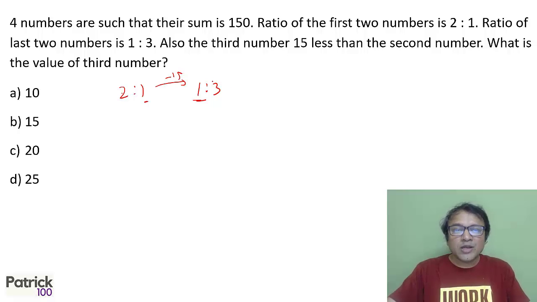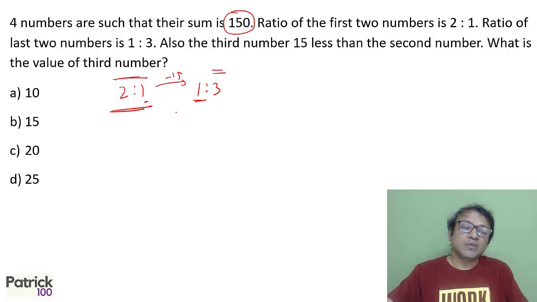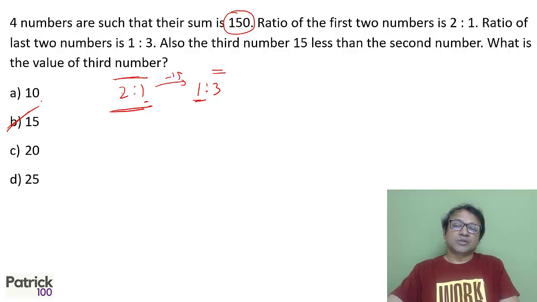Now, one way if you look at it, the first two numbers' sum is a multiple of 3, since 2 plus 1 is 3. The last number also is a multiple of 3, and the sum of all four numbers is also a multiple of 3. Which means the third number should also be a multiple of 3. Since there's only one option which is a multiple of 3, you can mark that as the B option.